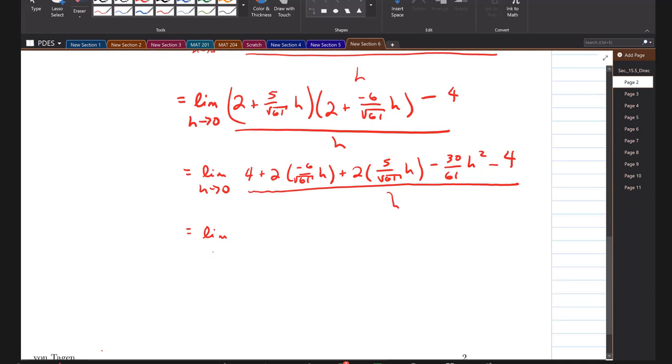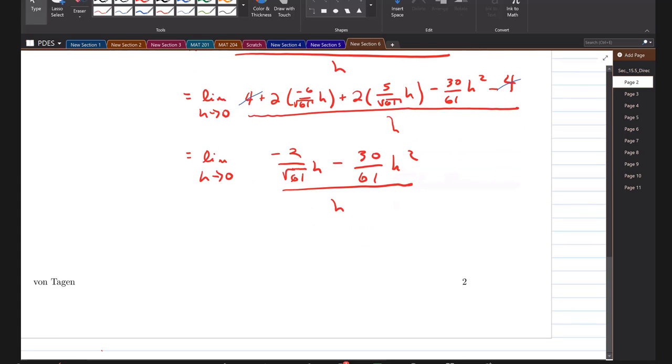This cleans up. Notice that my 4's cancel here. That would be minus 12 and a positive 10, so that cleans up to be minus 2 over the square root of 61 h, minus 30 over 61 h squared, all divided by h. As we've done before, we can go ahead and cancel out the h's. And so we get minus 2 over the square root of 61, minus 30 over 61 h. Now we evaluate this limit through direct substitution, and we get minus 2 over the square root of 61.